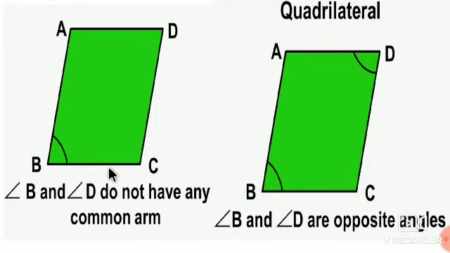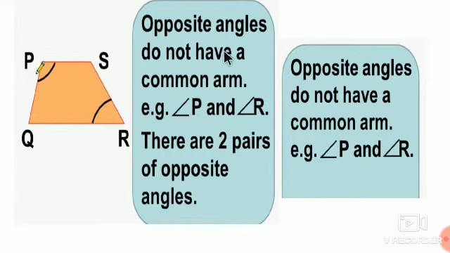We will get one more pair of opposite angles, angle B and angle D. ABC, this is the angle B. So arms are AB and BC, and the angle D has the arms AD and DC. So they do not have any common arm. That's why these two angles are also called opposite angles. Opposite angles do not have a common arm.